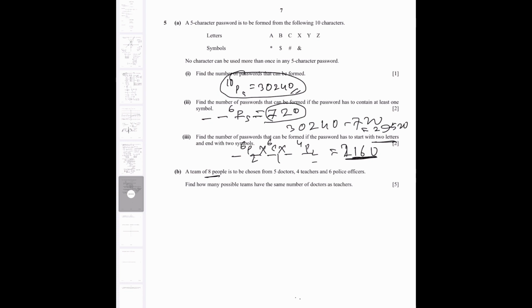The question is, the team will be of 8 people. So 1, 2, 3, 4, 5, 6, 7, 8. First of all, we can take one doctor and one teacher, and the rest, 6 police officers, can be taken in 6C6 ways.